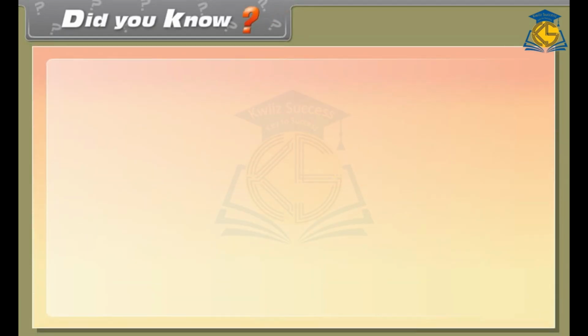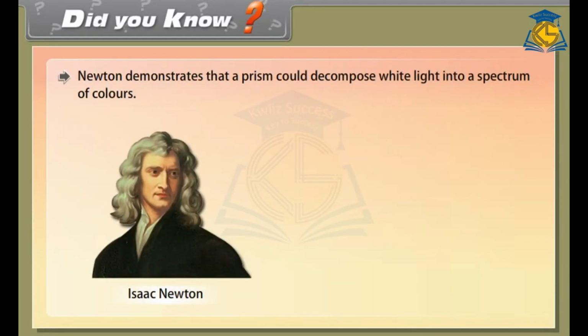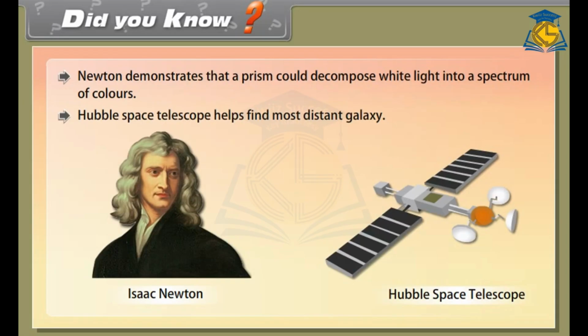Did you know? Newton demonstrated that a prism could decompose white light into a spectrum of colors. The Hubble Space Telescope helps find the most distant galaxies.